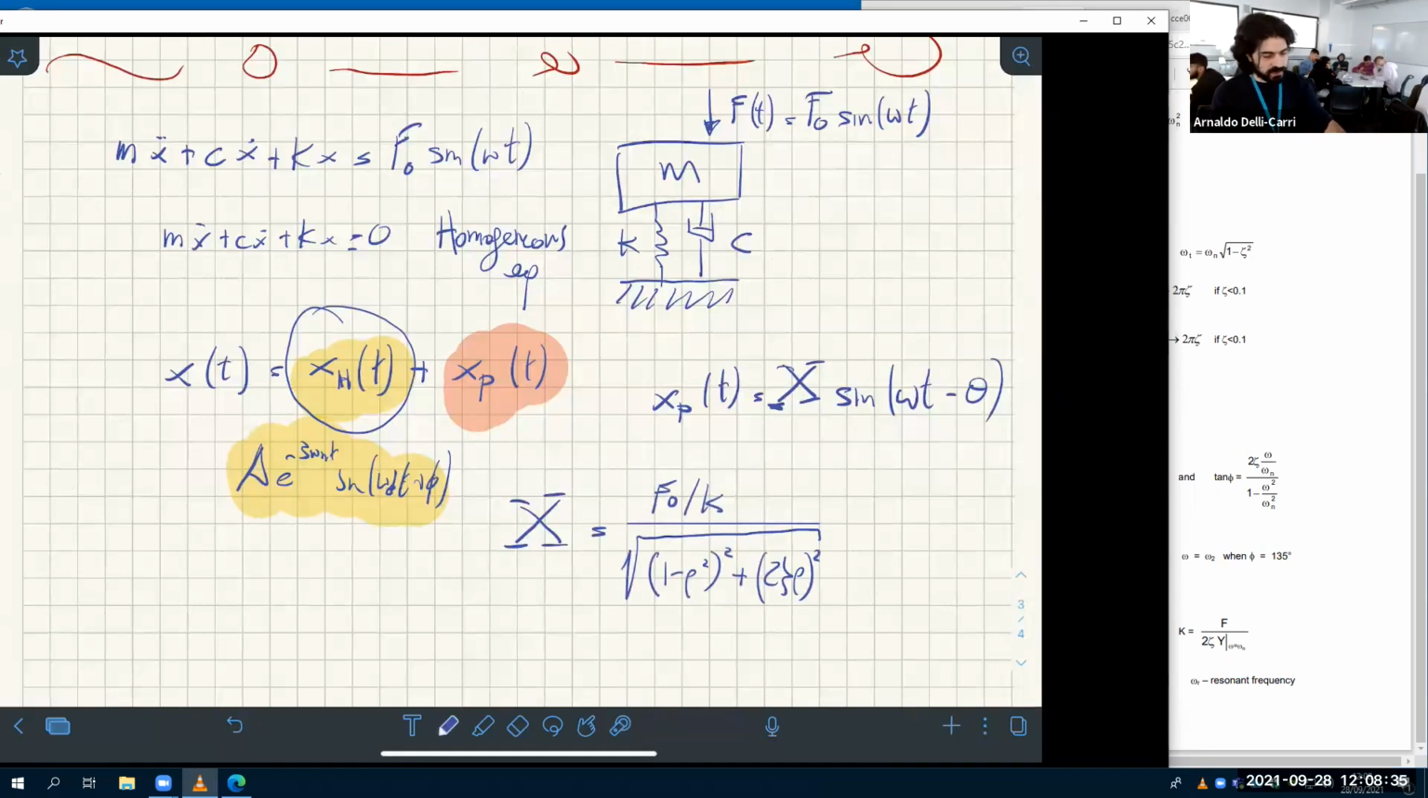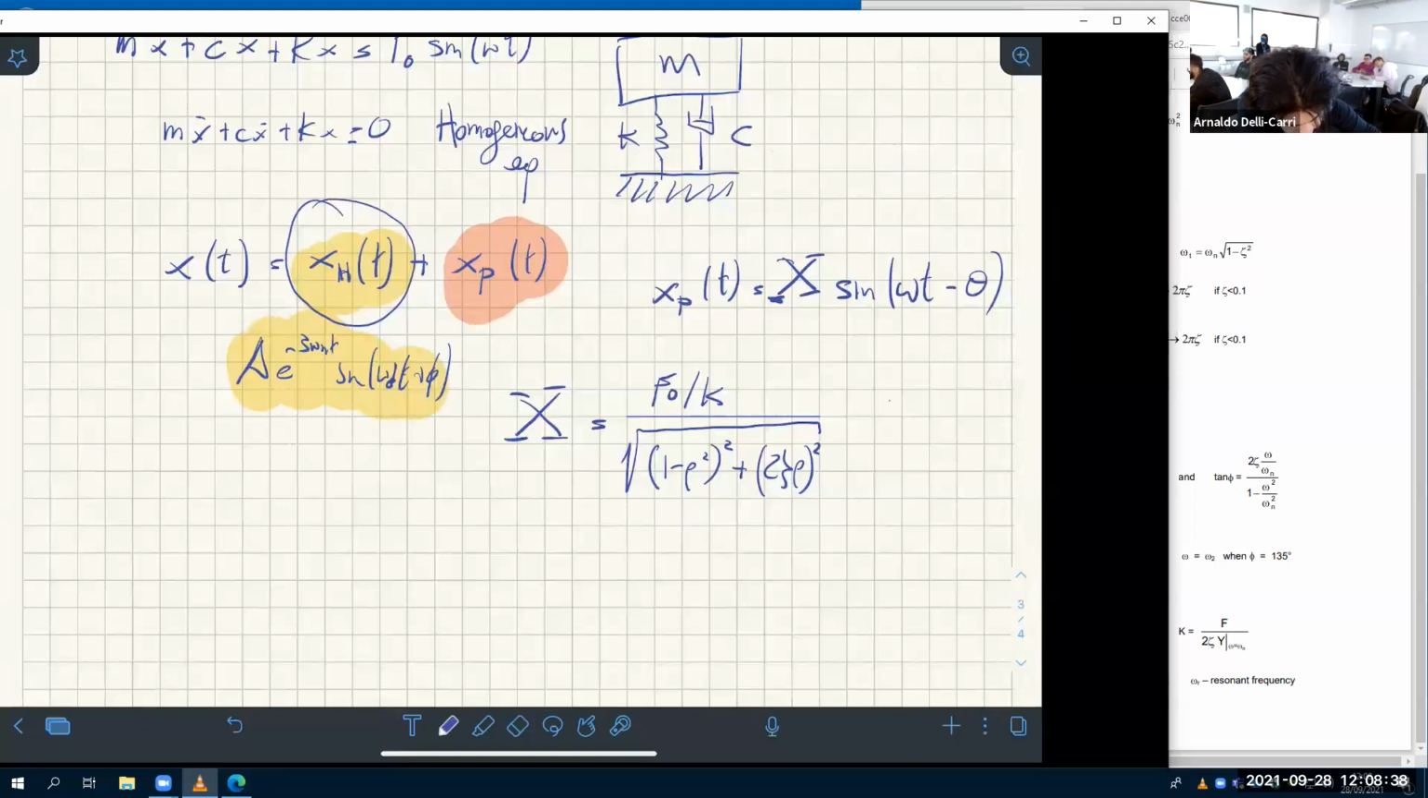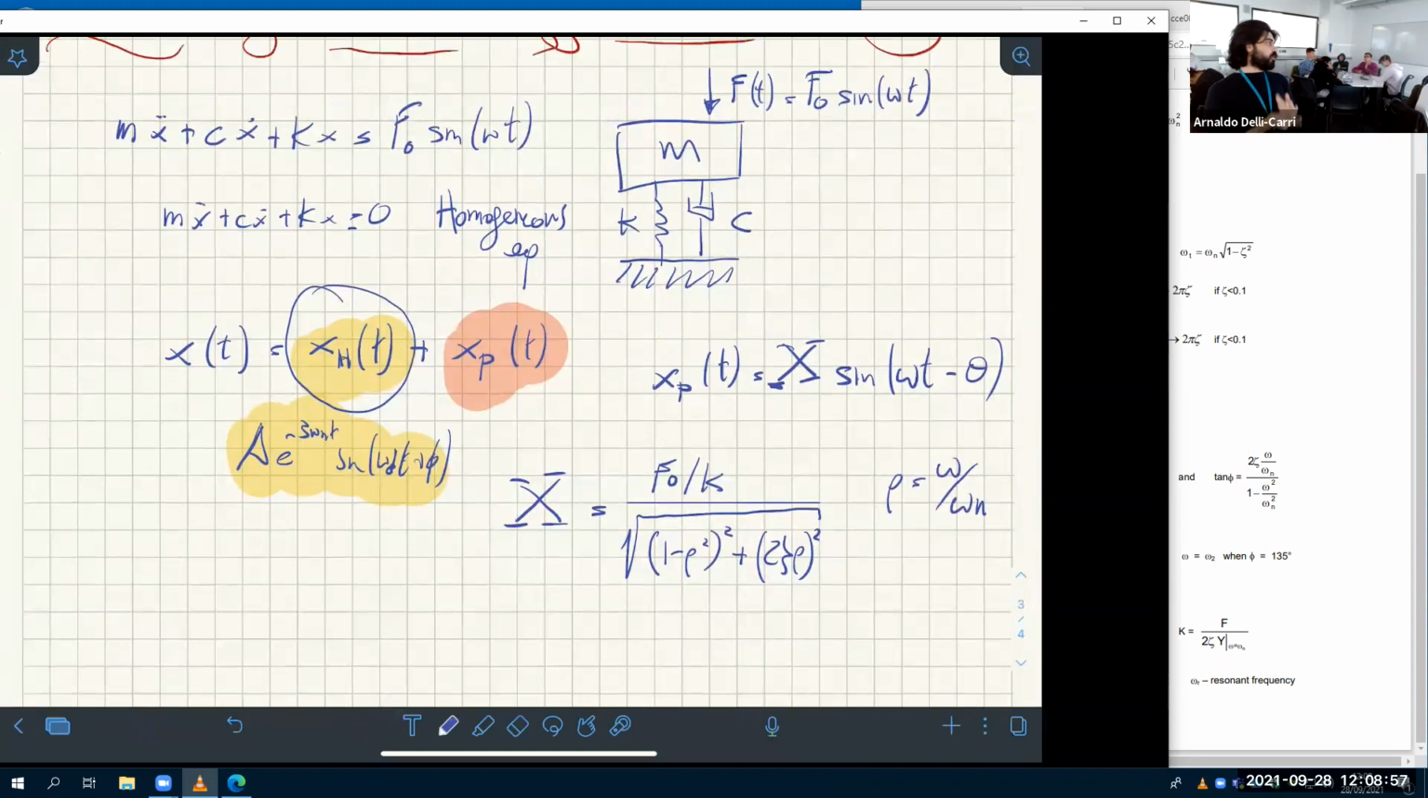What is rho? Well, rho is just omega over omega n. What is omega, guys? Of what? Look at the equation. Where is omega? It's in the force. Omega is the forcing omega. Omega n is the system natural frequency. They are completely different things. All right? This is very important. This is critical. Once you understand this, it's very easy.